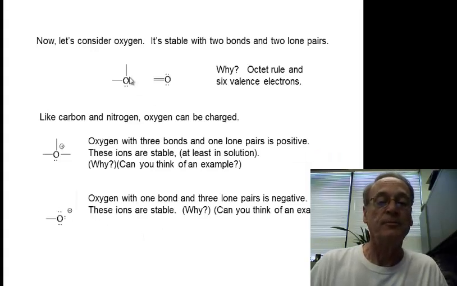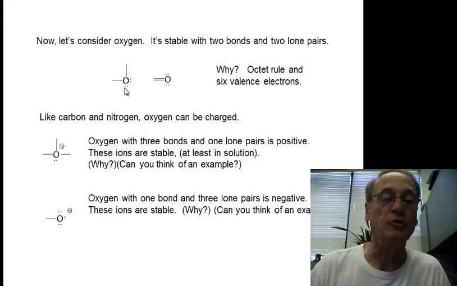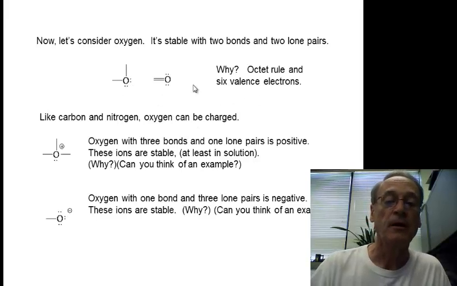Let's think about oxygen. Oxygen typically will have 2 bonds and 2 lone pairs, either 2 single bonds or a double bond and 2 lone pairs. Why is this a stable situation for oxygen? Again, because the octet rule is satisfied, and so is the valence. Oxygen is supposed to be 6, and it has 1, 2, 3, 4, 5, 6, and therefore that's a stable situation. Like carbon and nitrogen, oxygen can be charged.